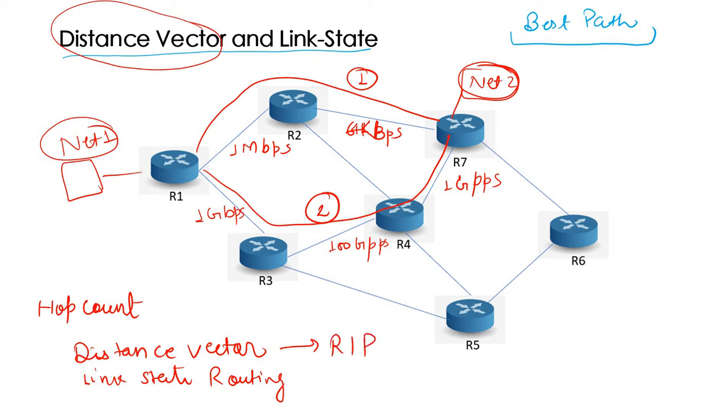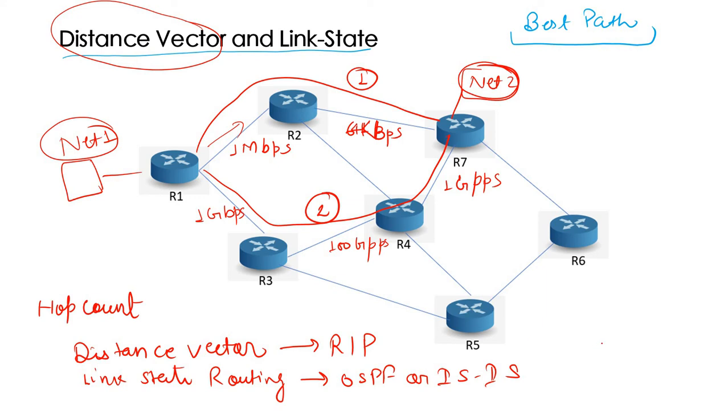If you are running the RIP routing protocol, it will choose path 1 as the best path, make an entry in the routing table, and forward packets on path 1. While if you run OSPF or IS-IS, both link state routing protocols, they will check the path cost, that is the speed of the links. Based on that they will take the decision and prefer path number 2, because it has the better speed and the better path cost.